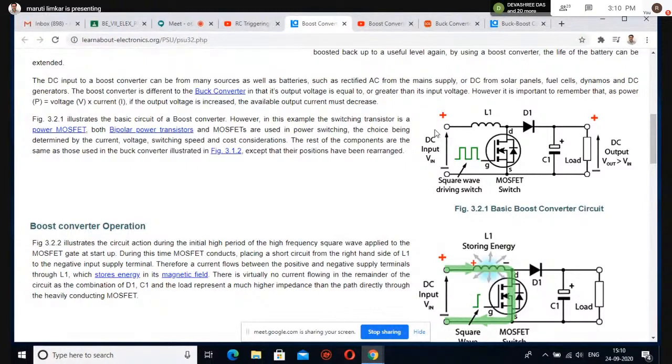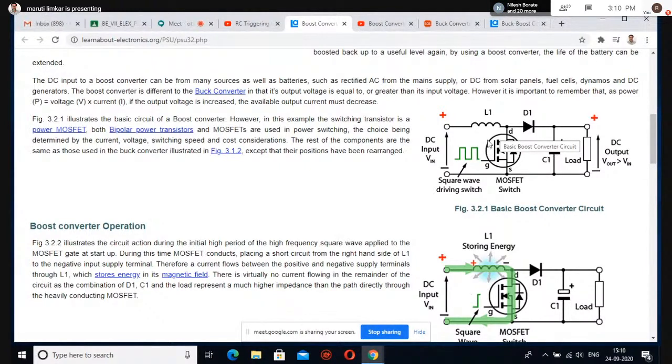This is a DC input. Upper terminal is positive, this is negative. So if the positives are connected, both voltages are the same, so net voltage becomes 0. If net voltage becomes 0, this switch goes into the off state.